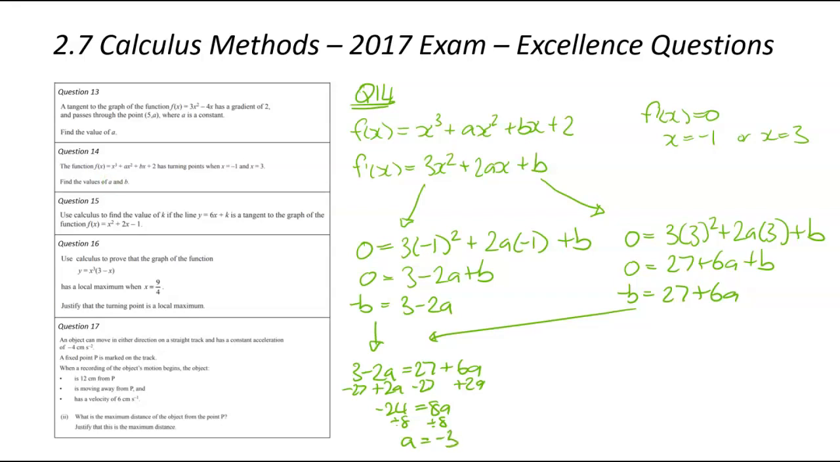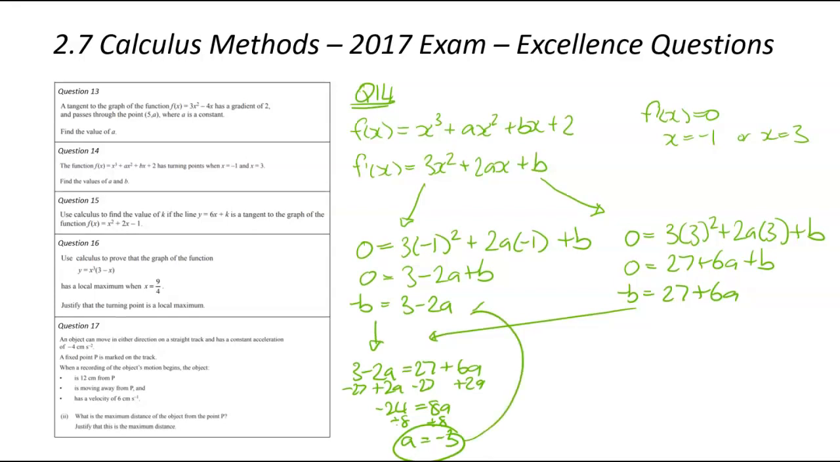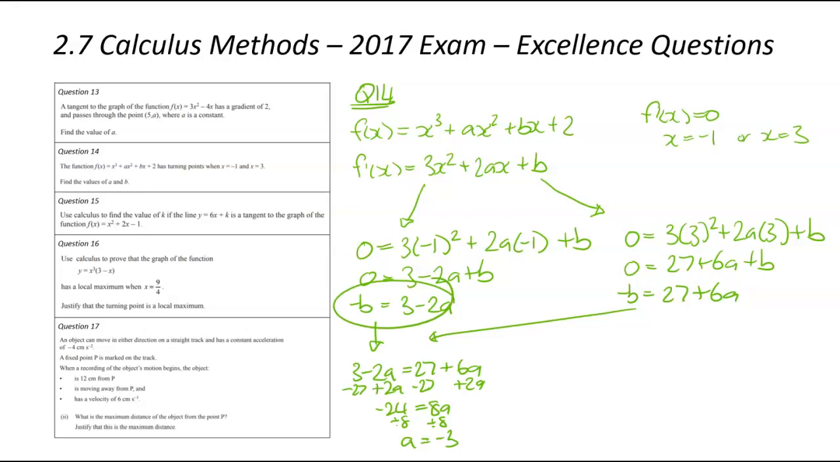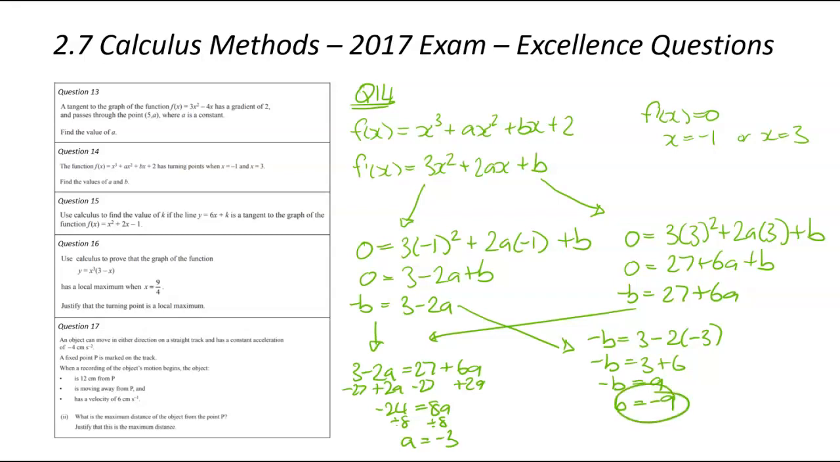We found out a. We're now going to substitute a equals negative 3 into either of the equations that we have above, just to find out what b is going to be equal to. So let's deal with this one here, just because the numbers look smaller, probably easier to deal with. So negative b is equal to 3 minus 2 times negative 3. So negative b is going to be 3 plus 6. Negative b is equal to 9, which means positive b is equal to negative 9. And that's the second part of our question.